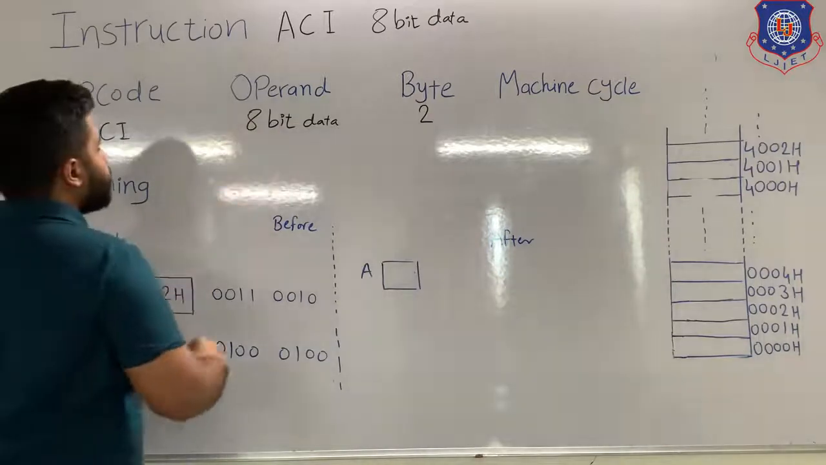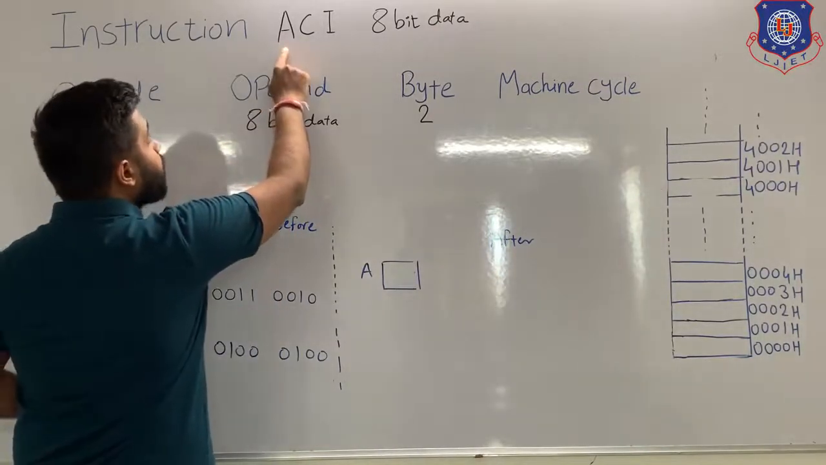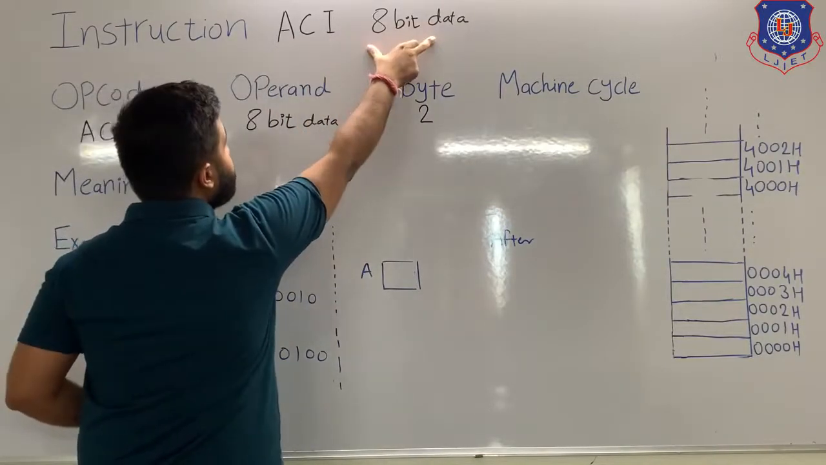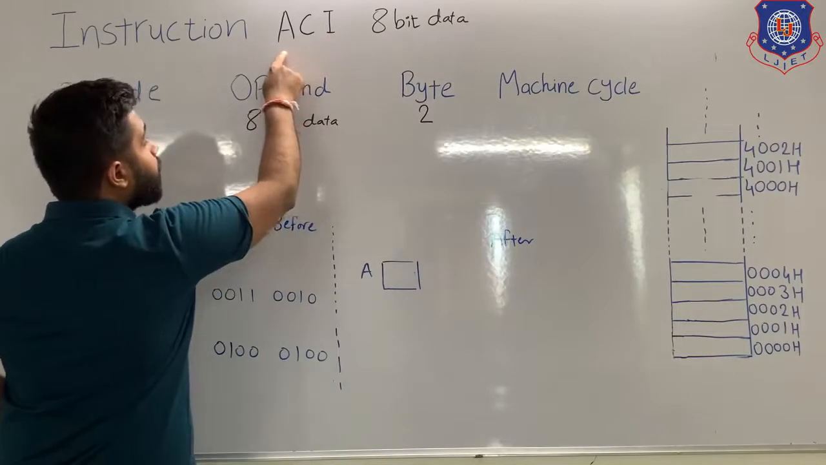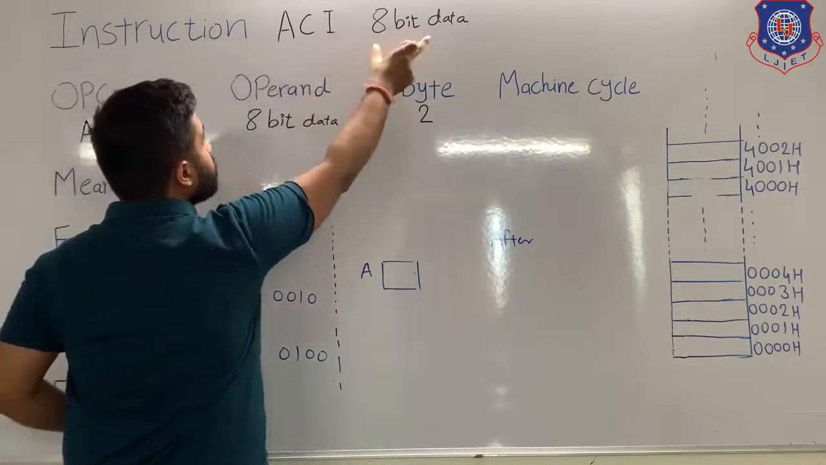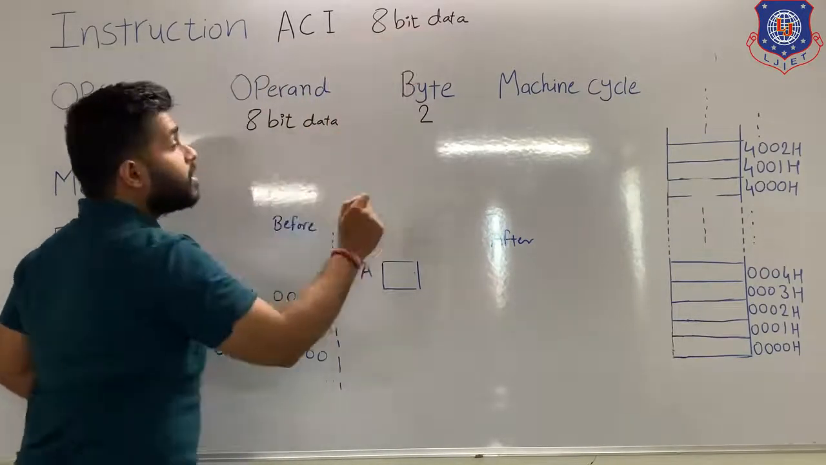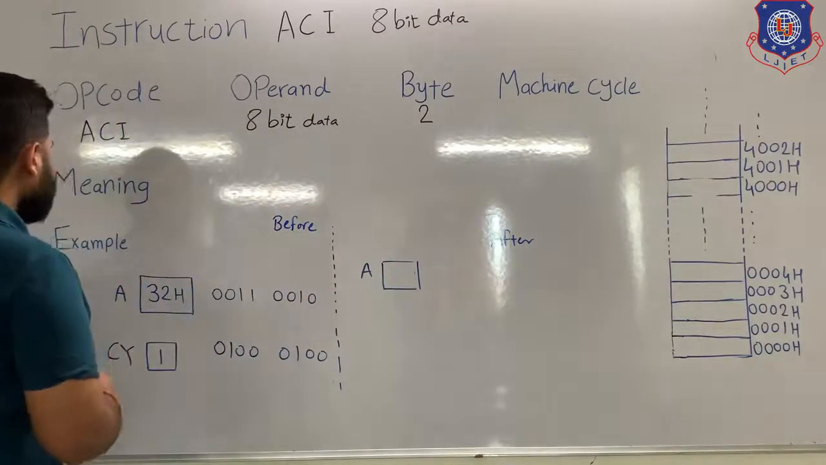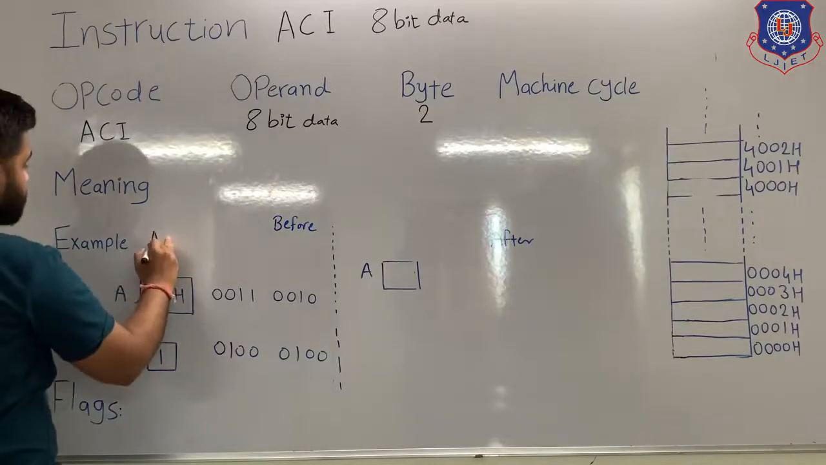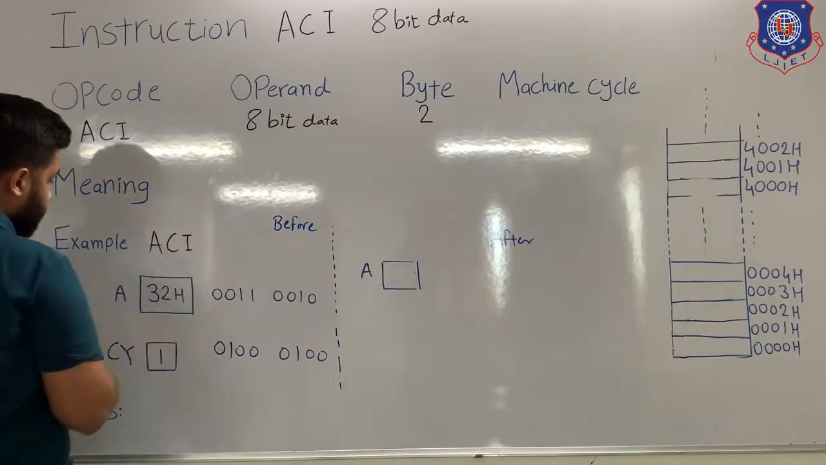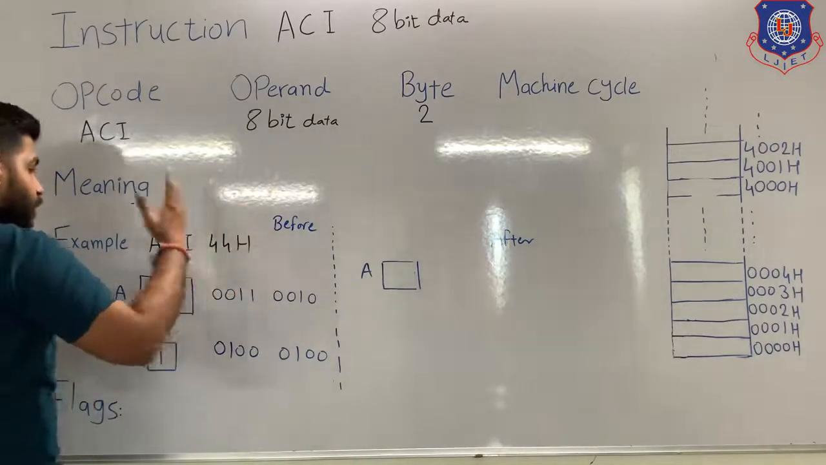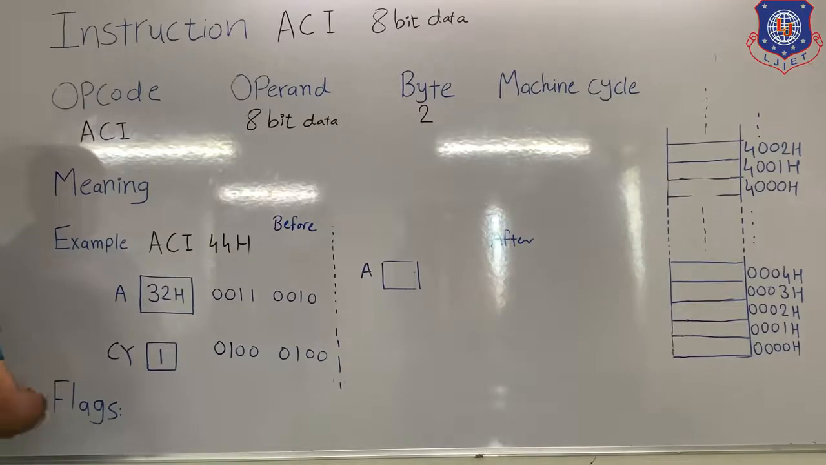What is the meaning of this instruction? ACI 8-bit data means add 8-bit data immediate to the content of accumulator with carry, and the answer will be stored in the accumulator. So let's see one example. Suppose the example is ACI 44H. Before the execution, you can see that the content of accumulator is 32H.